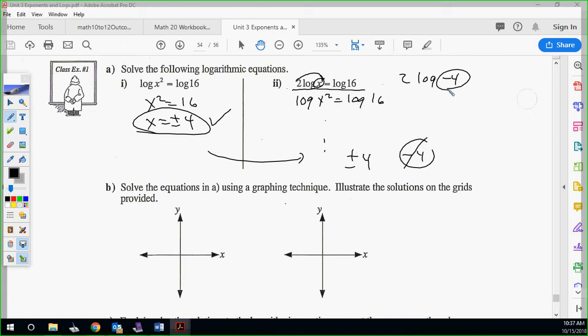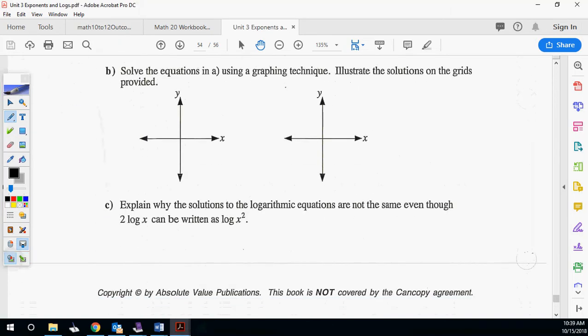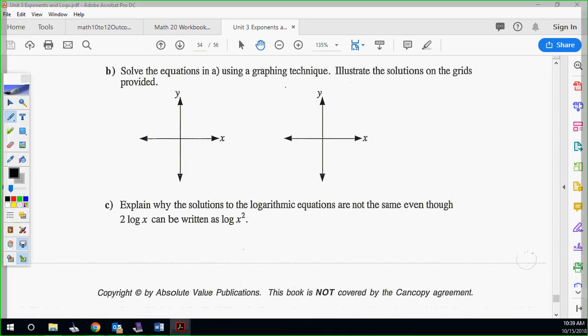Right, you want to use your starting equation to check. Okay, so solve the equation using a graphing technique. If I want to use a graphing calculator, it's fine. So why don't you put both of those into your graphing calculator? I'll pause the video. You're going to put log of x squared equals log 16, and you'll see the difference. And you're going to put 2 log x equals log 16.